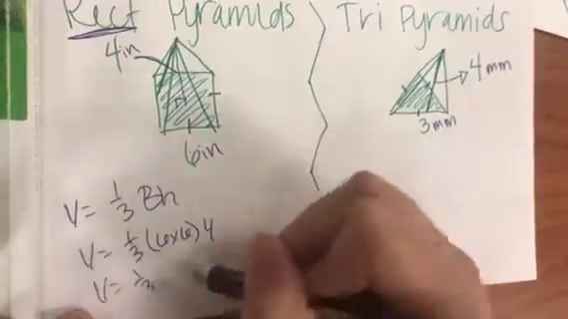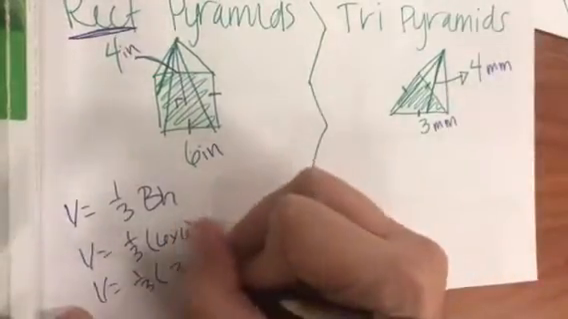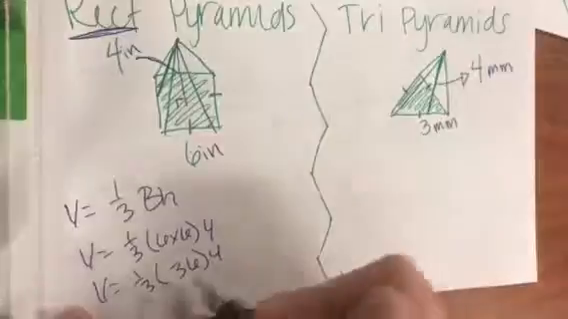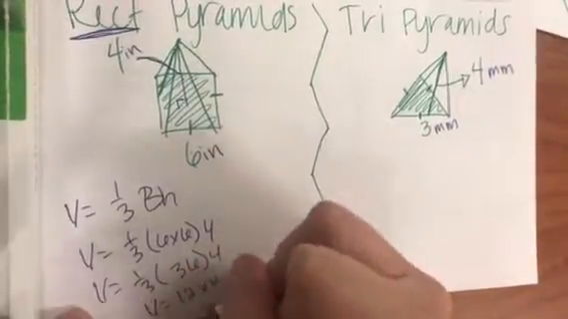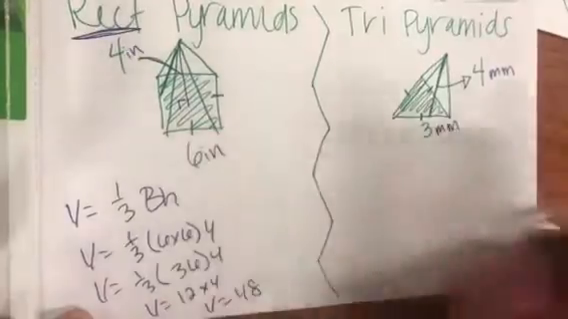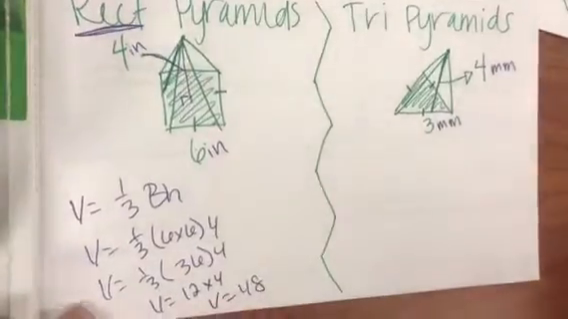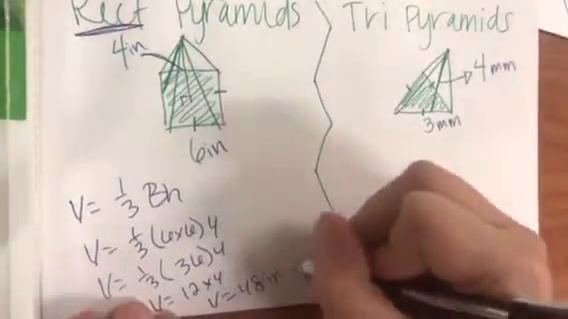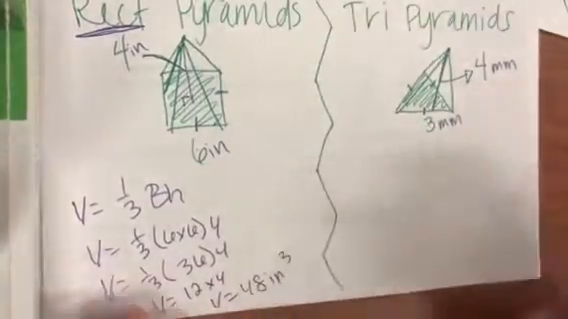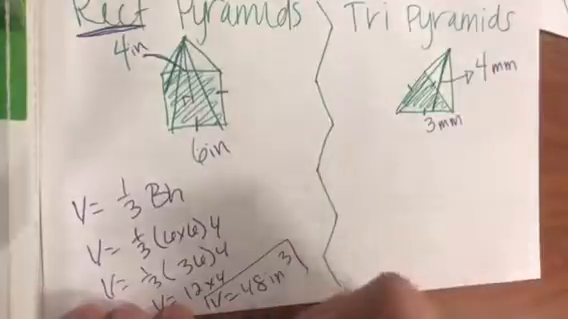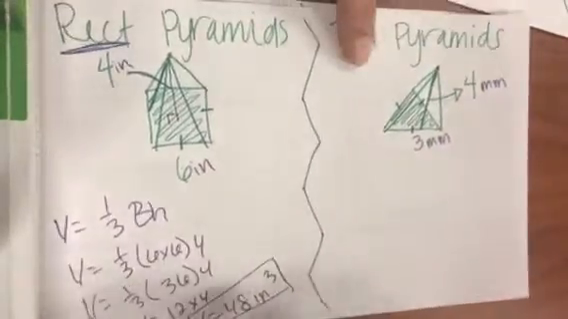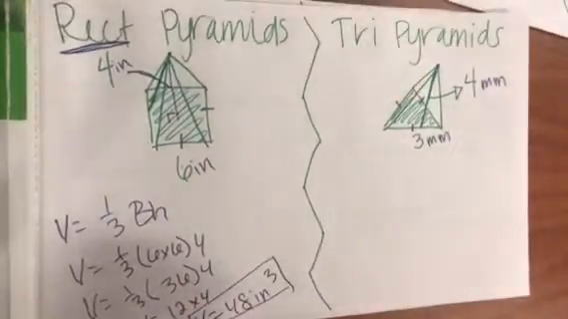Volume equals 1/3 times 36 times 4. 1/3 times 36 is 12, so volume equals 12 times 4, which is 48. Yay! I did all that in my head. And look, it's units cubed. Inches cubed. Again, it doesn't make sense to say inches on a volume, but we'll figure that out.